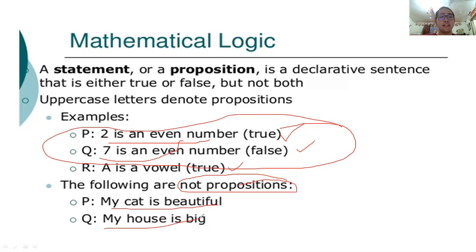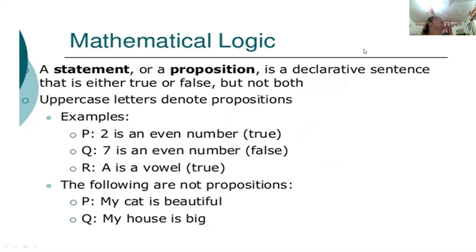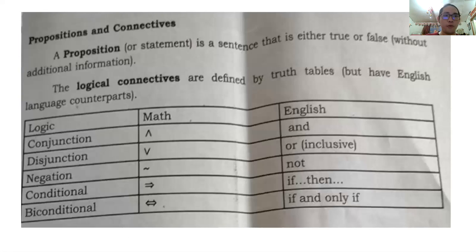So meaning to say, these are examples of not propositions because they violate the rule, where the rule is: a proposition is a declarative sentence that is either true or false, but not both. So I want you to take down note of that. I hope you're able to get it. Next is, of course, propositions. As I have said, it is a sentence that is either true or false. So please take down note of the definition.